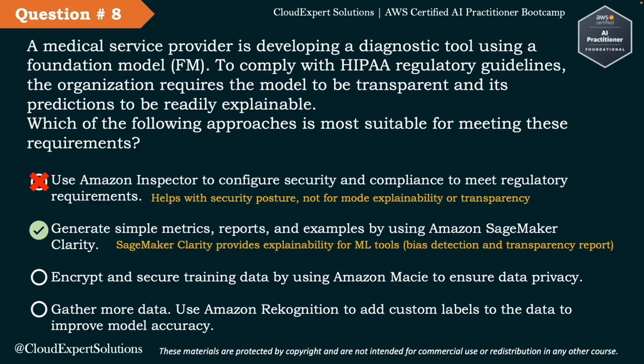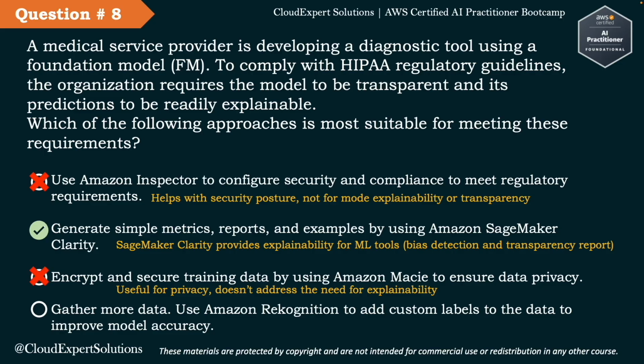Encrypt and secure training data by using Amazon Macie to ensure data privacy. Macie is a data security service for discovering and protecting sensitive data in Amazon S3. Macie does not have any capability to provide explainability, which is what the question is looking for. That is why option number 3 is not the correct option.